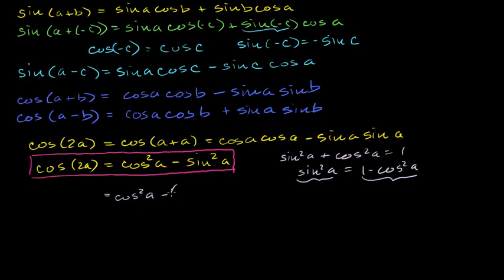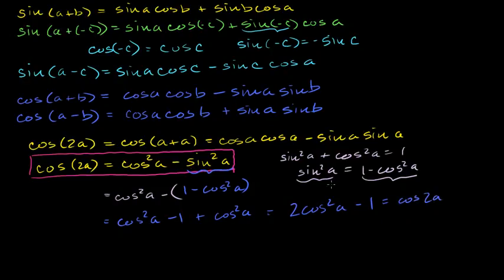So minus, I'll do it in a different color, minus 1 minus cosine squared of a. That's what I just substituted for the sine squared of a. And so this is equal to the cosine squared of a minus 1 plus the cosine squared of a, which is equal to, let's see, we're just adding. We have 1 cosine squared of a plus another cosine squared of a. So it's 2 cosine squared of a minus 1. And all of that is equal to cosine of 2a.